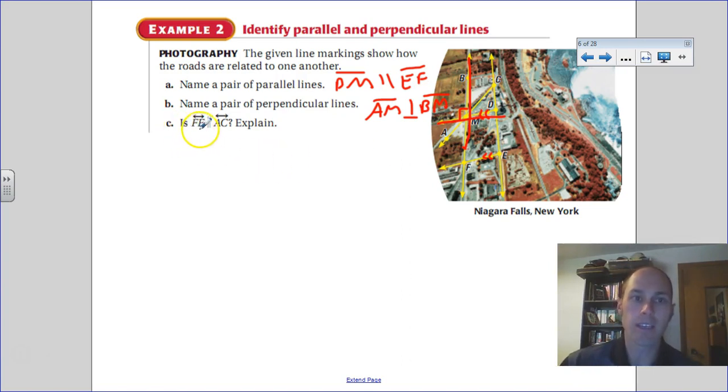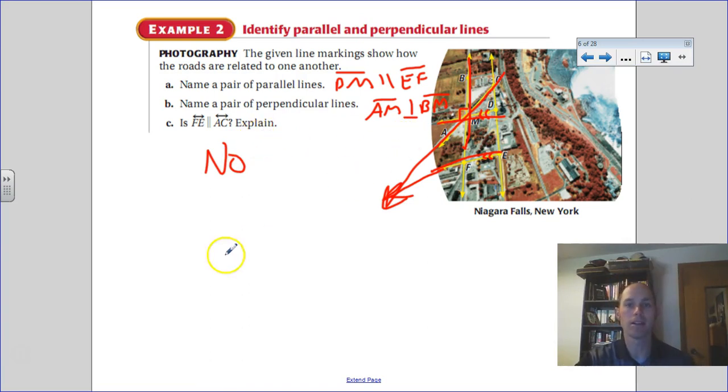So is FE parallel to AC? Well, you can clearly see that they're going to cross at some point, and there are no arrows on there, so no, it's not parallel.